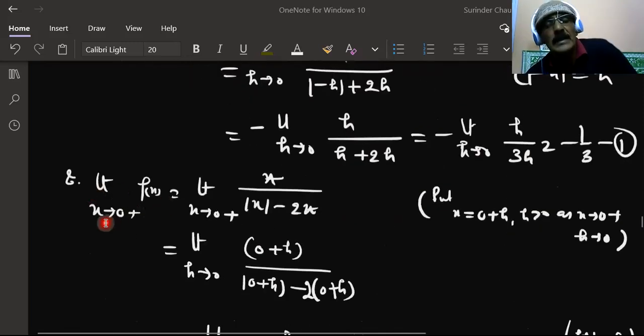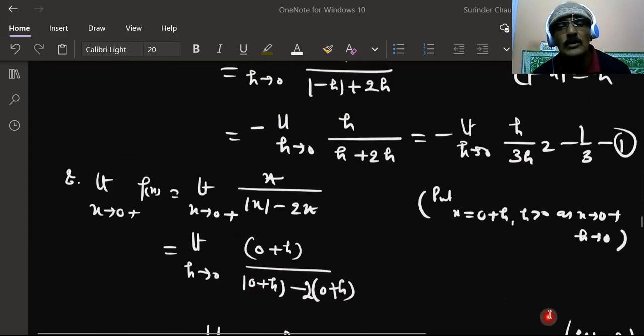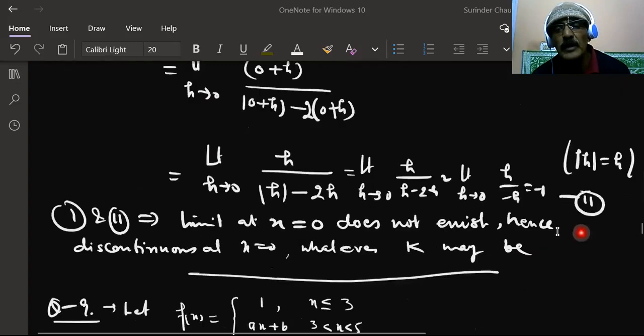Similarly, the right limit at x equal to 0: x tends to 0 from positive. Again, change the limit: put 0 plus h, where h tends to 0 from positive. Substitute the value: modulus of (0 plus h) minus 2(0 plus h). So modulus of h is equal to h, and this is equal to h upon (h minus 2h), which is h upon minus h, equal to minus 1. So the left limit is minus 1 by 3 and the right limit is minus 1.